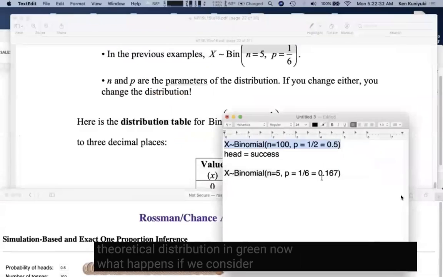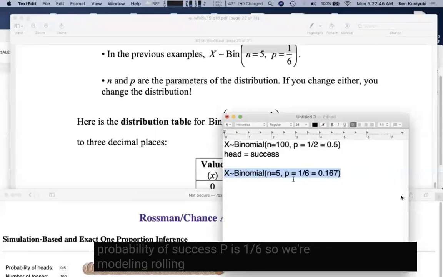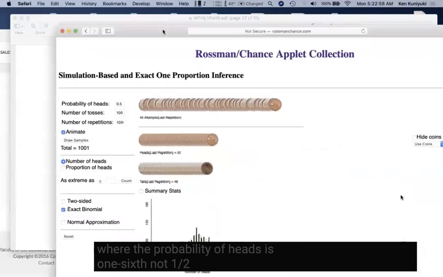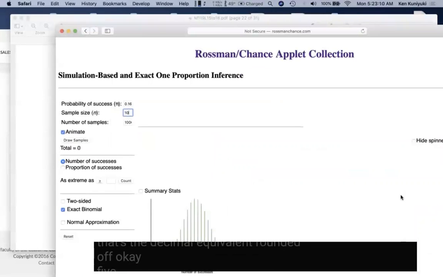Now, what happens if we consider this alternate distribution where n equals 5? We're just rolling 5 dice or flipping 5 coins here. But this time, the probability of success p is 1/6. So we're modeling rolling 5 dice where we're counting the number of 4s, or we're flipping a very unfair and biased coin where the probability of heads is 1/6, not 1/2. So let's say the probability of heads is about 1/6, about 0.167. That's the decimal equivalent rounded off. Okay, 5 flips or 5 rolls of a die.